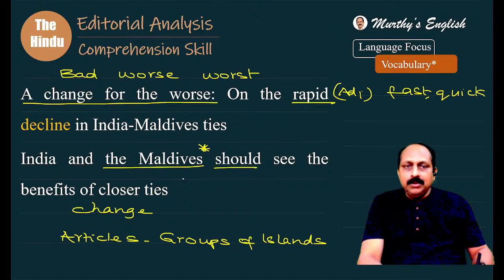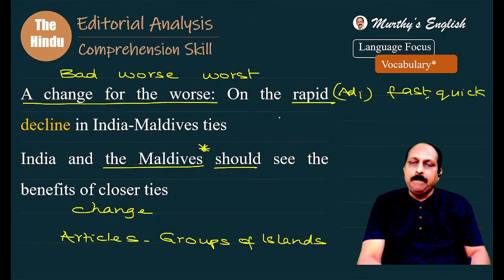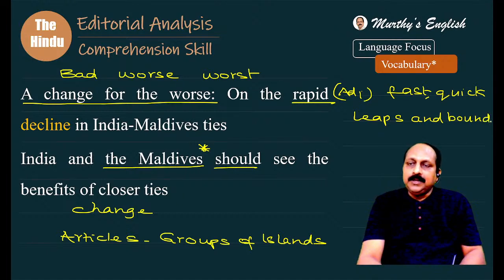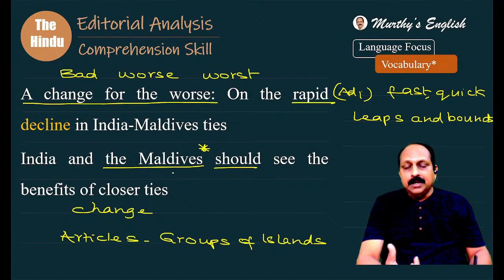Why leaps and bounds here? Rapid, you mean to say, okay, rapid growth. A particular city is growing rapidly, then we say that the city is growing by leaps and bounds. That's a very good thing. I appreciate. Who is that? Anusha, I suppose. Leaps and bounds means rapidly. The USA is a country, but here we are talking about the groups of islands.